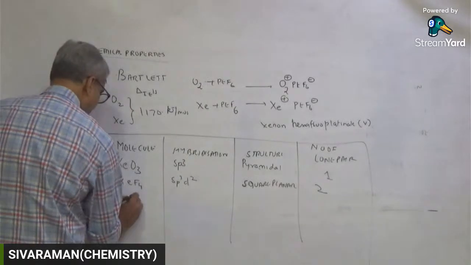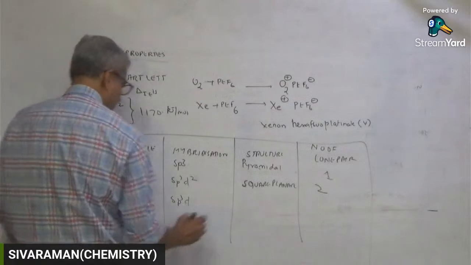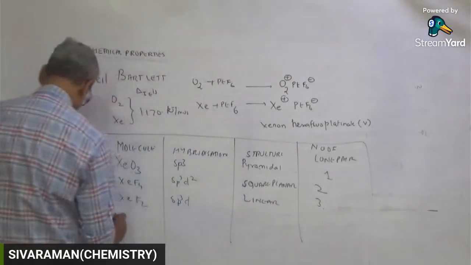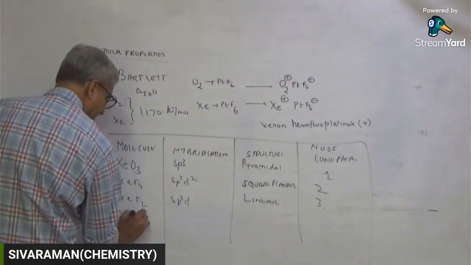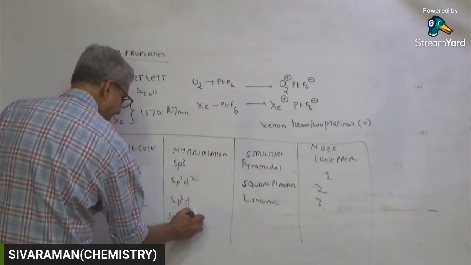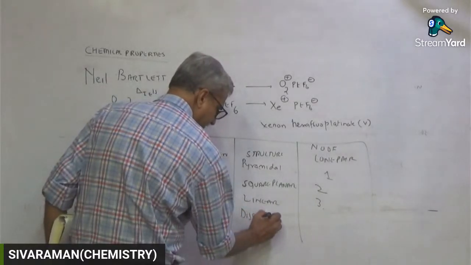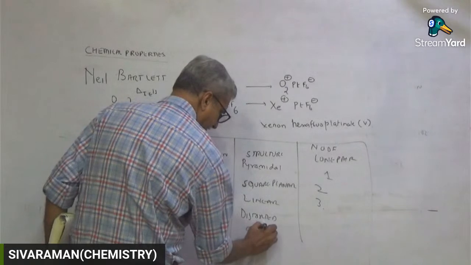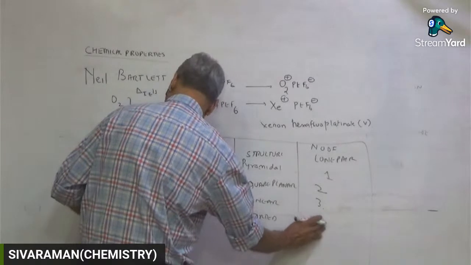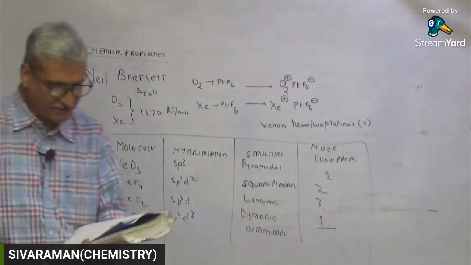Then we have XeF2. It is sp3d. This is linear. It has three lone pairs. Then we have XeF6. This is sp3d3, distorted octahedral. It has only one lone pair. So with this, I conclude this chapter.